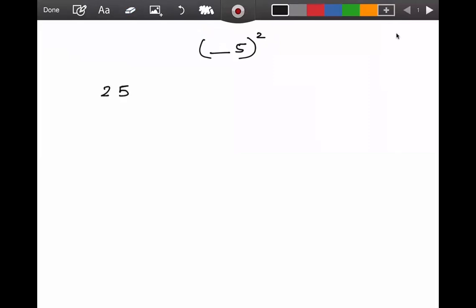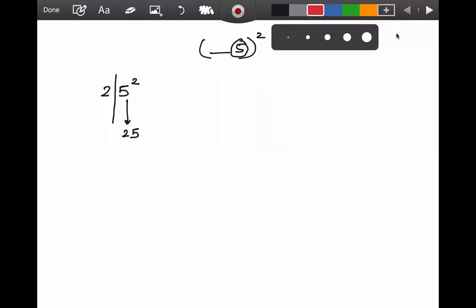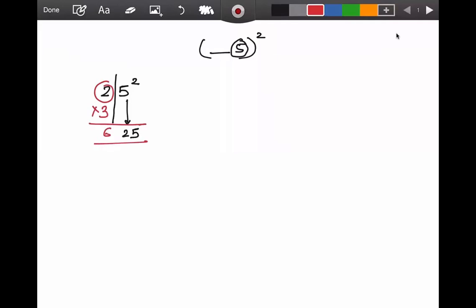For example, 25 square. Whenever you have your unit place as 5, your answer will always end with 25. Whatever number is left other than 5, you just multiply it with the next number. So 2 into 3 is 6. Similarly, if I talk about 35 square, this will give us 25. This is fixed, that 5 square is 25. And now we are left with 3, multiply 3 by the next or consecutive number. So 3 into 4 is 12.